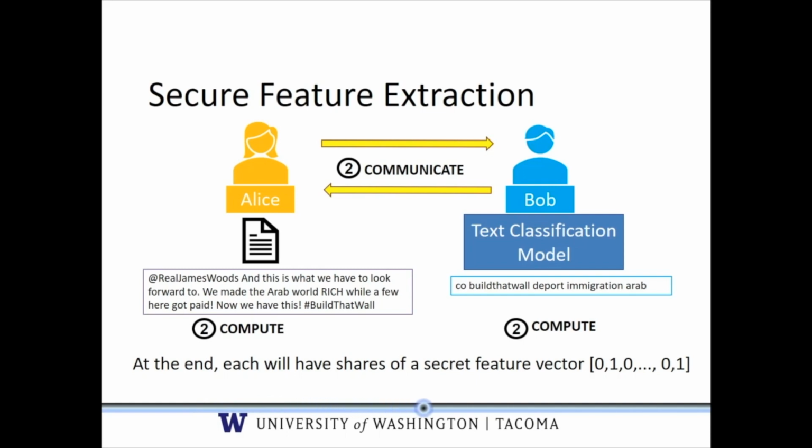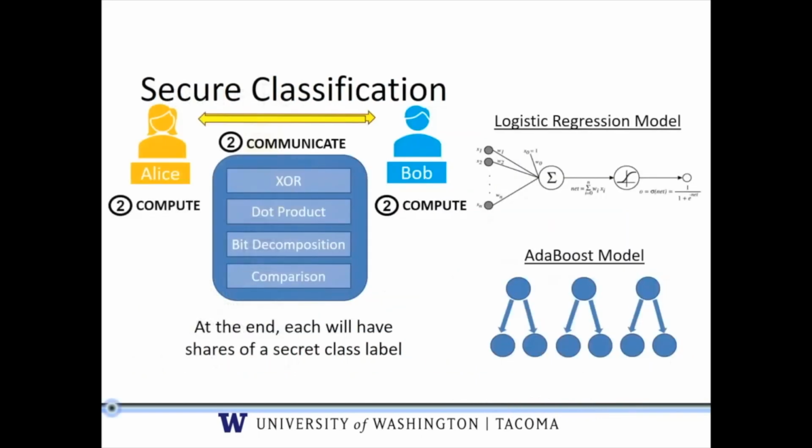So we recreated a secure equality test that will output a secret shared vector of ones or zeros, one meaning the word Bob is looking for is in the tweet, a zero otherwise. And so this vector is shares, so far no information is leaked.